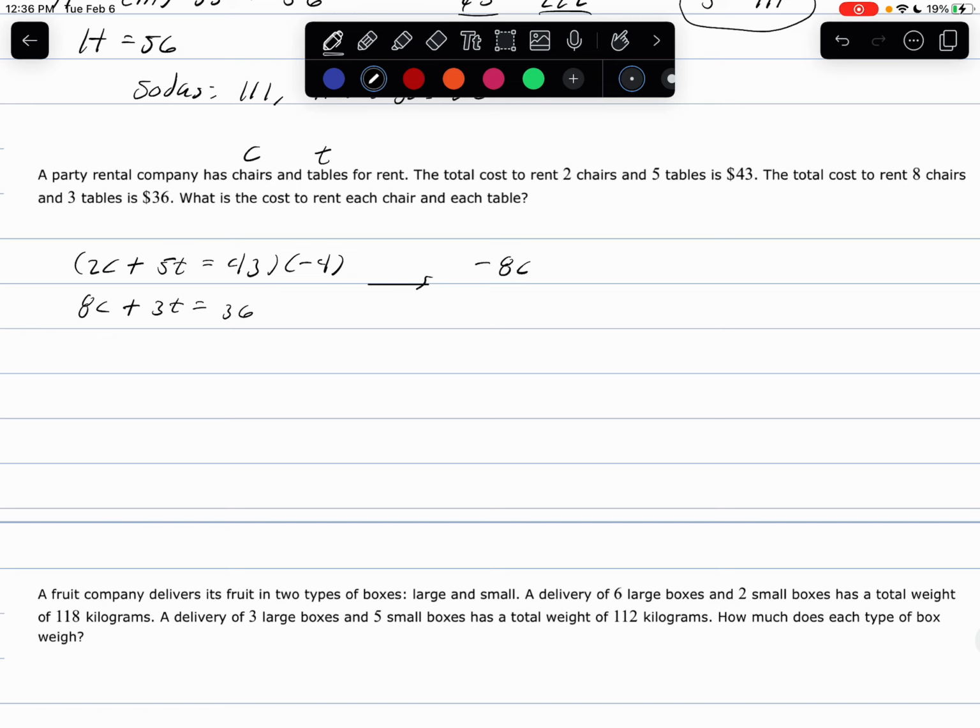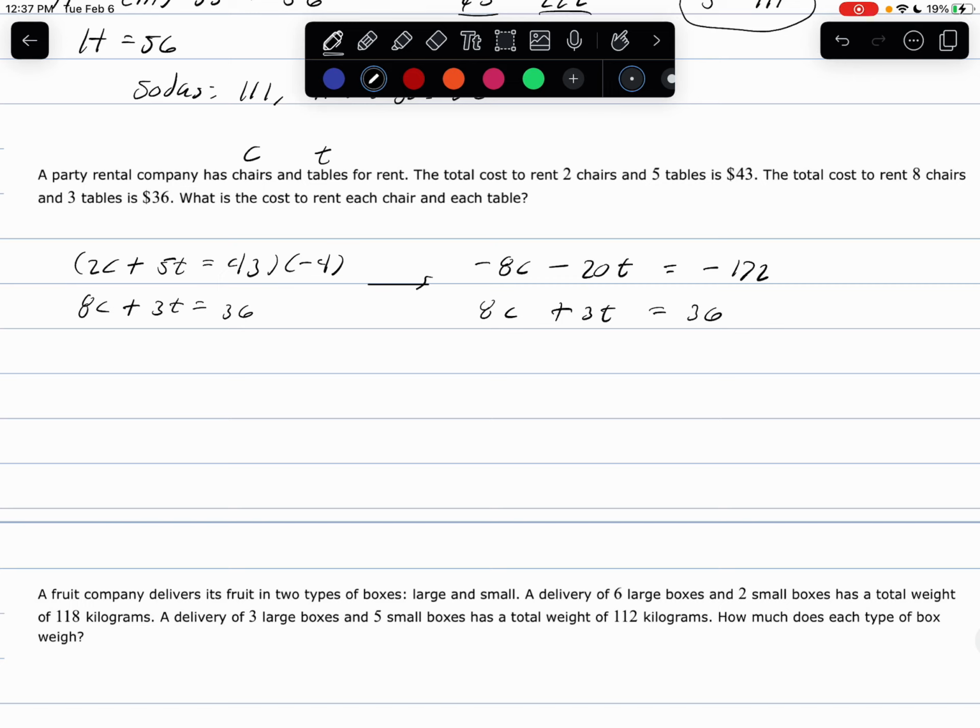-8C minus 20T equals -172. Okay, so -8C minus 20T equals -172. And then we have 8C plus 3T equals 36.